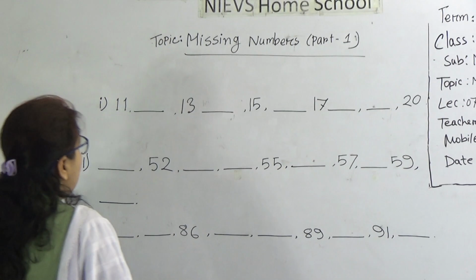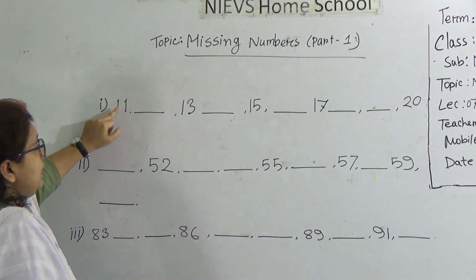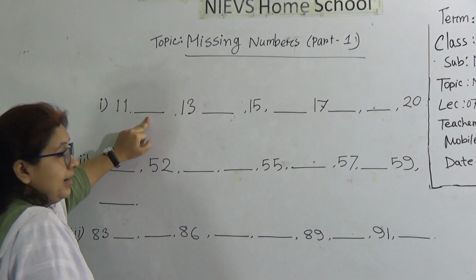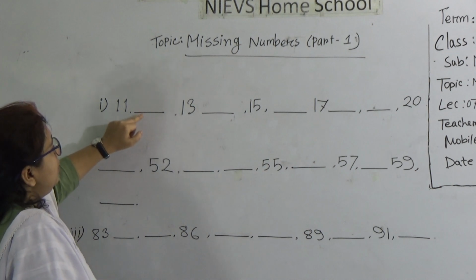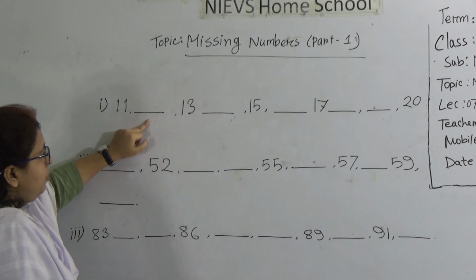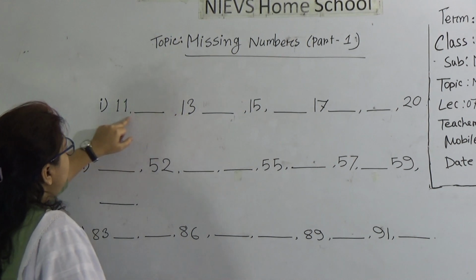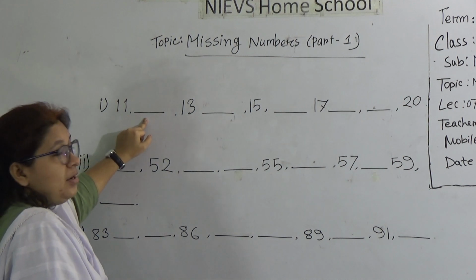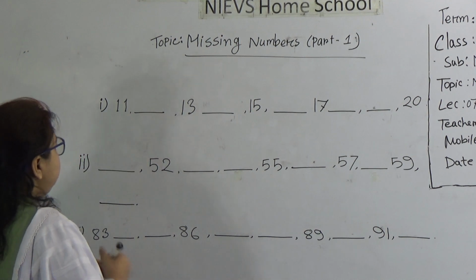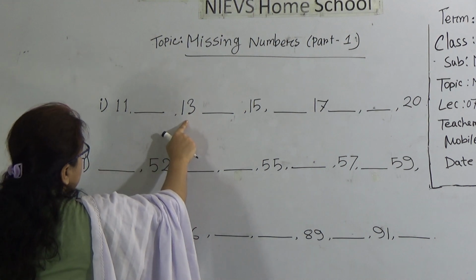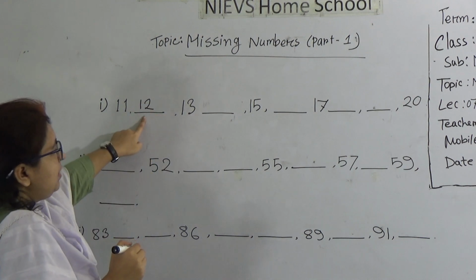Okay, dear learners, how do you find missing numbers? Look at the first number here. Your first number is, do you know that? Yes, 11. Second number, there is no number here. This number is missing. You have to identify which number to put in the blank space. Now notice this is 13 and here is 11. So what will be the missing number? 11, 13. So our missing number is 12.